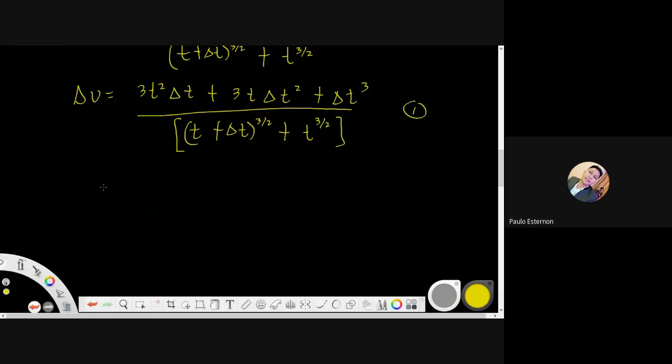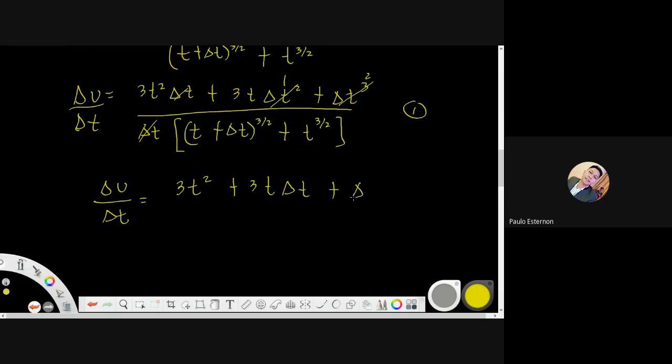For the second step, we are going to find delta u divided by delta t. So we'll just divide this term by delta t, and we can cancel delta t here, a delta t here, and a delta t here. So we have 3t squared plus 3t delta t plus delta t squared, all over t plus delta t raised to 3 halves plus t raised to 3 halves.